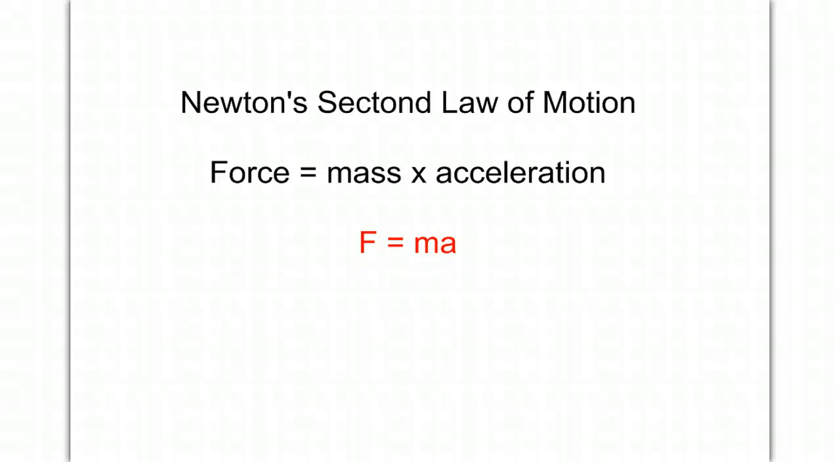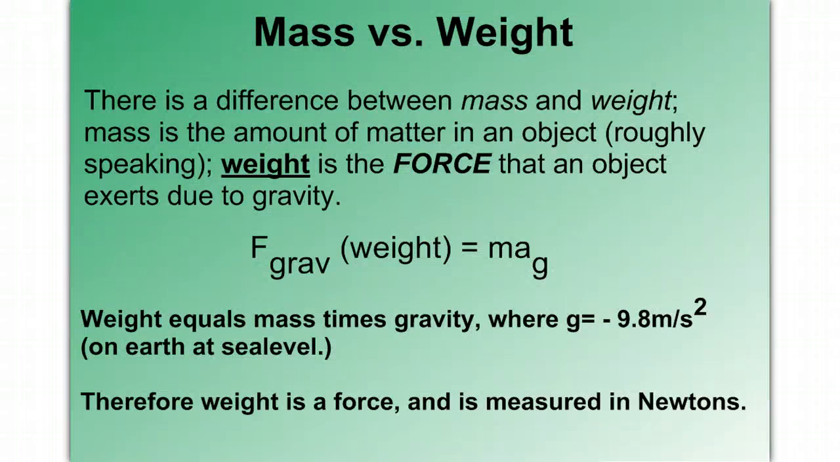Newton's second law of motion states that force is equal to mass times acceleration. And so what we need to do is distinguish between mass versus weight. There is a difference between them. The mass is the amount of matter that an object is made up of, but the weight is the force that an object exerts due to gravity.